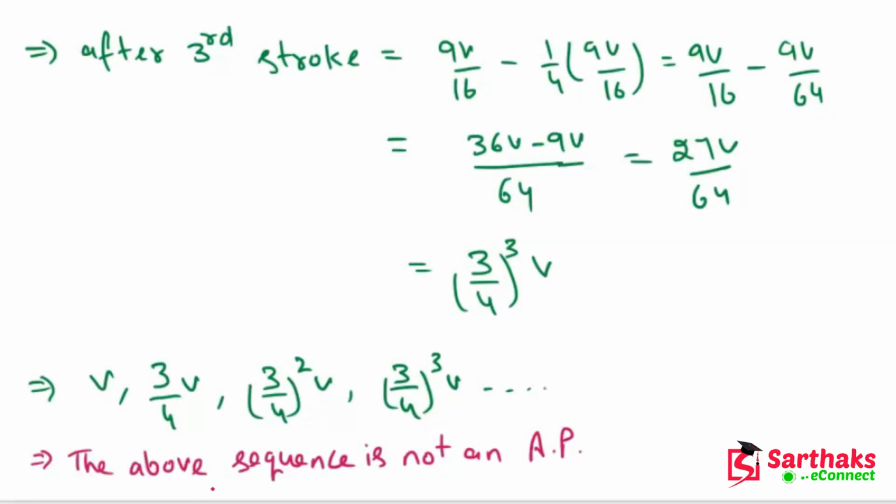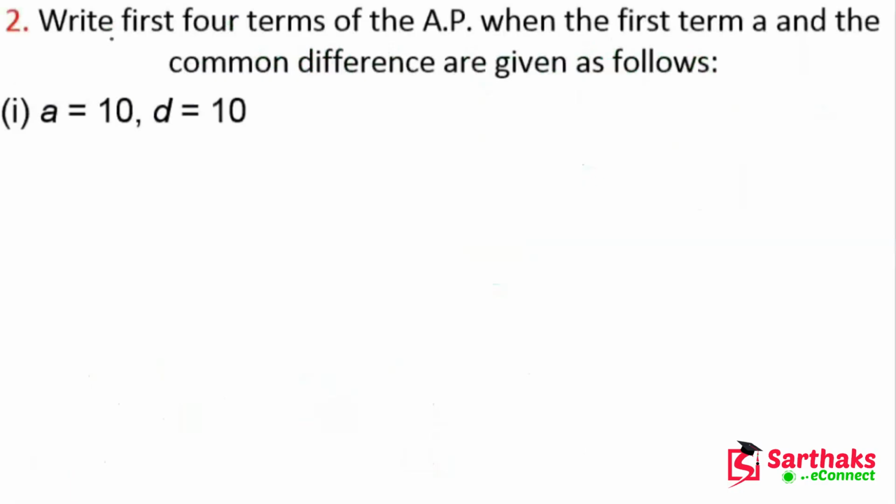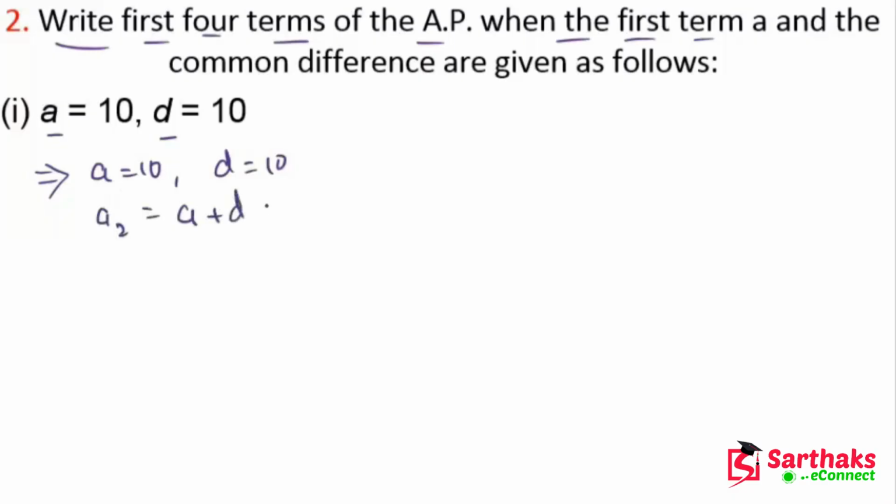So now let's move on. The next question is: write the first four terms of the AP when the first term A and common difference D are given as follows. So A means first term and D means common difference, and then we can find the first four terms very easily. Let's see. We have A equals 10 and D equals 10. So this is our first term. And what is the second term? The second term is first term plus D, which is 10 plus 10, and this is 20.